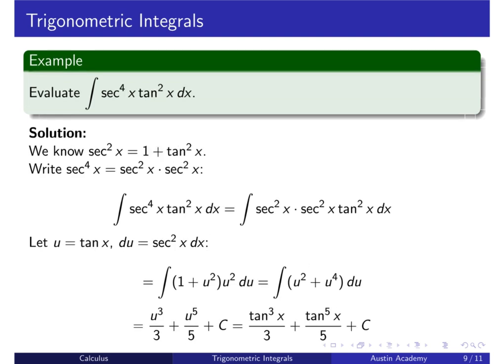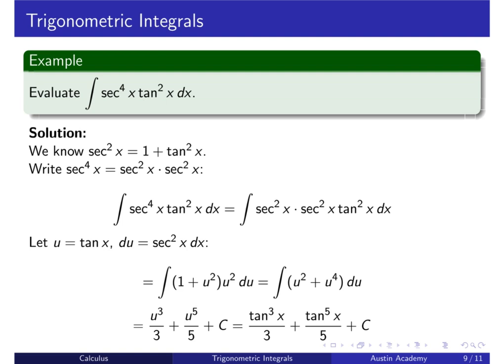Example 2. Evaluate the integral of sec to the fourth x times tan squared x. Step 1. Write sec to the fourth x as sec squared x times sec squared x. Step 2. Let u equal tan x, du equals sec squared x dx. We have integral of 1 plus u squared, times u squared, du. That's integral of u squared plus u to the fourth.